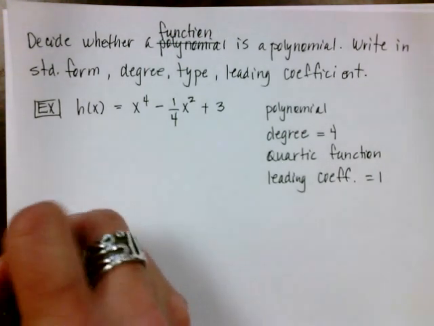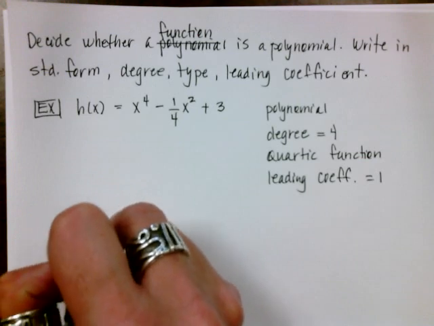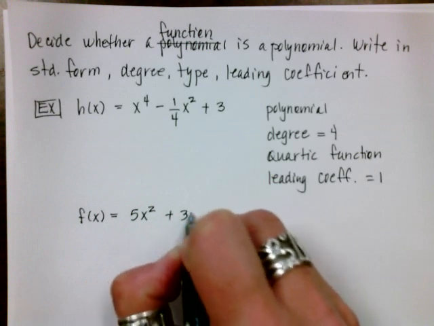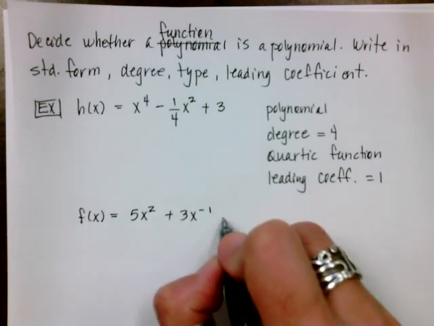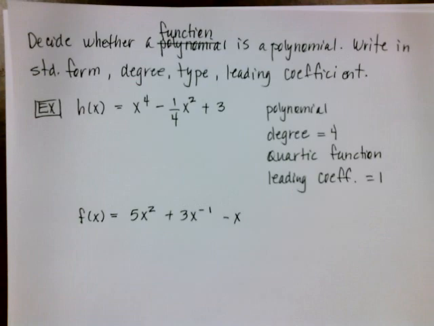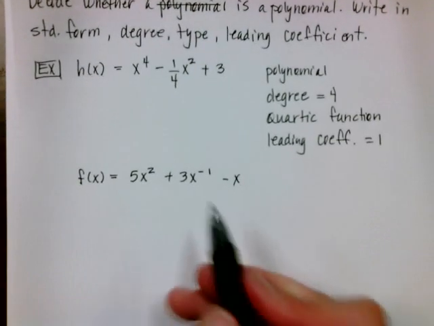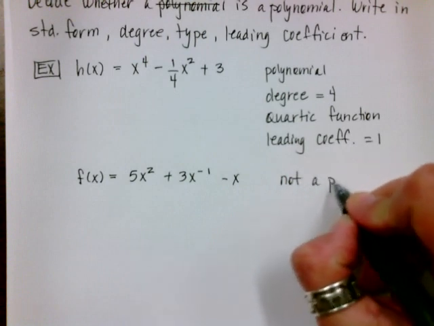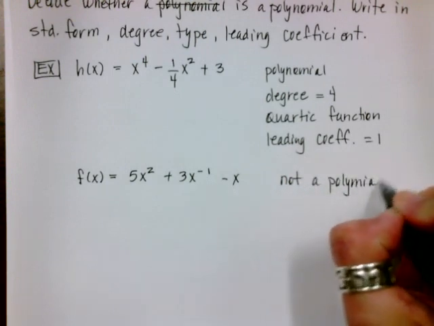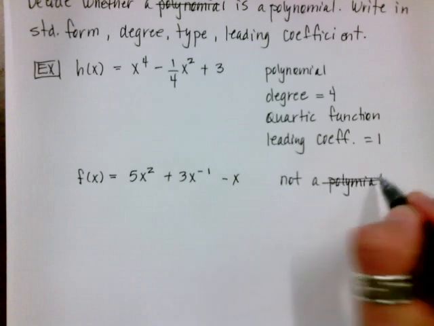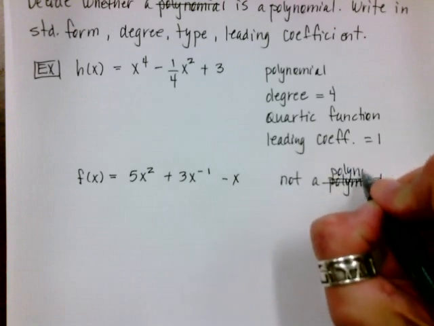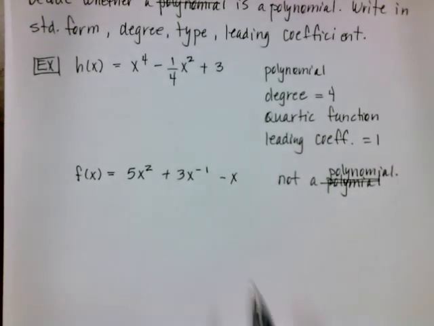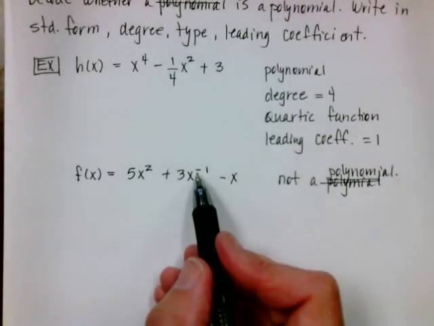All right, let's do another one. Let's say this time I have f of x is equal to 5x squared plus 3x to the negative 1 minus x. Well, the first thing you should notice about this one is that I have a negative exponent. So therefore, this is not a polynomial. I can't spell today to save my soul. Polynomial. There we go. Not a polynomial.